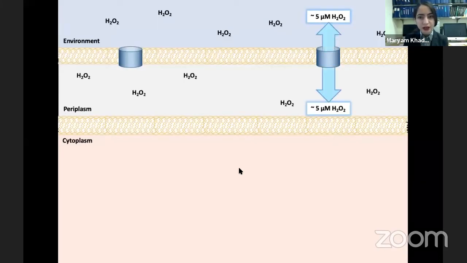Now, our final model at this point is that we have hydrogen peroxide in the environment. As I mentioned, E. coli lives in the oxic-anoxic interface, so we expect it to experience oxidative stress and hydrogen peroxide.